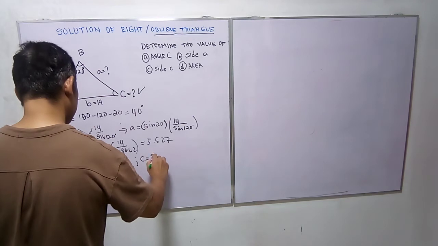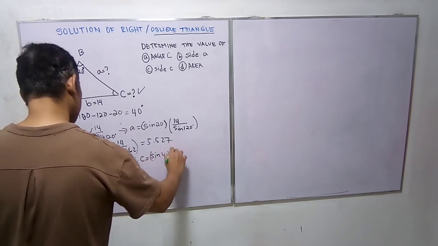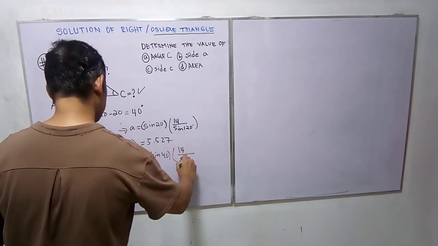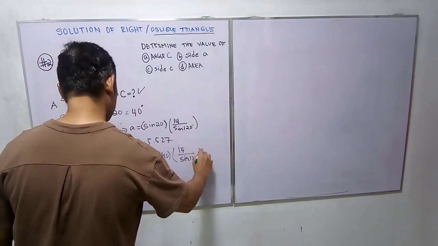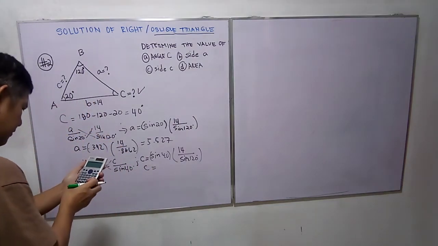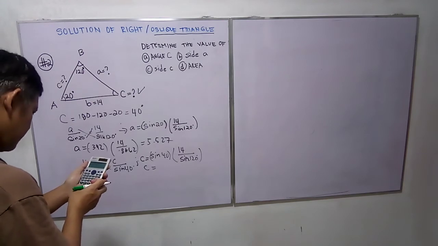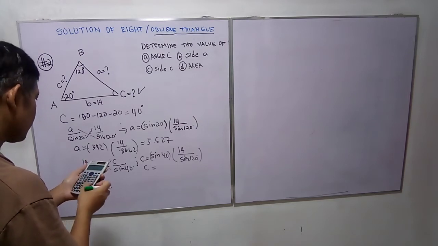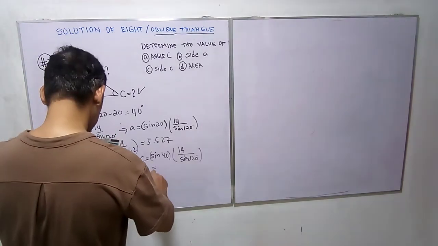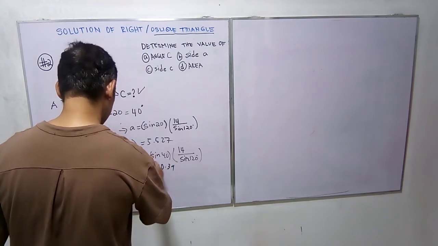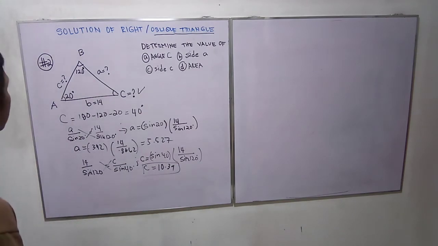C equals to sine of 40 degrees times 14 over sine of 120 degrees. Therefore, mangyari po ay C is equivalent to, lalabas po ay 10.39. So, okay na lahat ng side eh. Yung C, yung A, tapos yung isang angle. So, yung tatlo, okay na, yung area na lang.